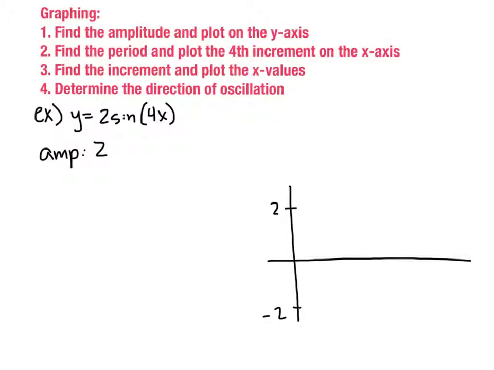Alright, next step, find the period and plot the fourth increment on the x-axis. So to find the period, it's always 2 pi divided by b, and the b is 4. So 2 pi over 4 reduces to pi over 2. So 1, 2, 3. The fourth increment is pi over 2.